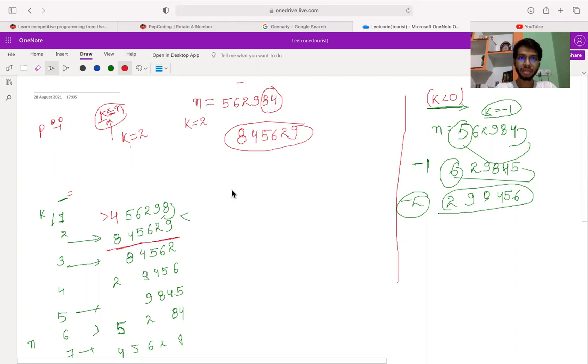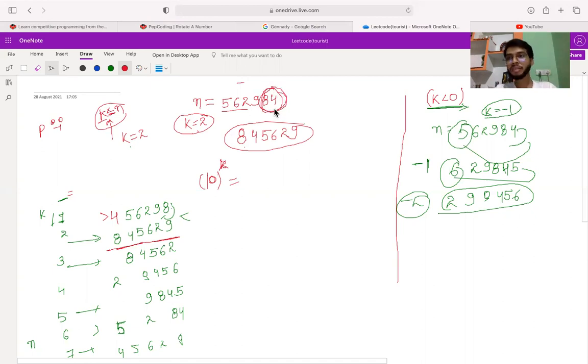So this is now my simple answer. For example, if the value of k is 2, what I am doing is just taking the value 10 raised to power k, and I am dividing this number by 10 raised to power k. Here the value of k is 2, so I am dividing this number by 10 raised to power 2. When I divide, I'll simply get the remainder.